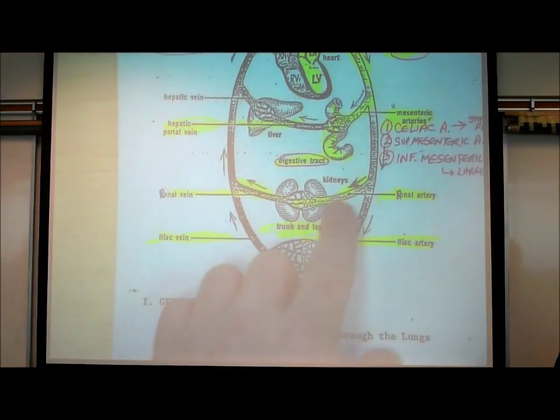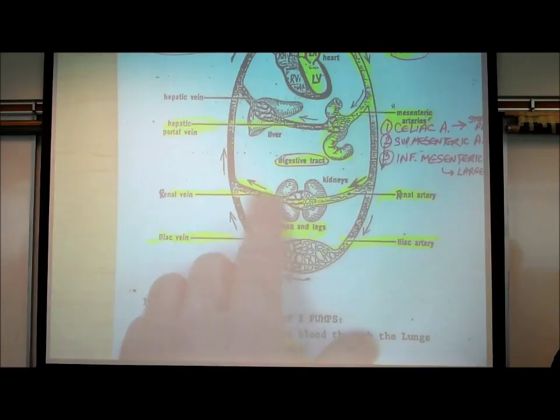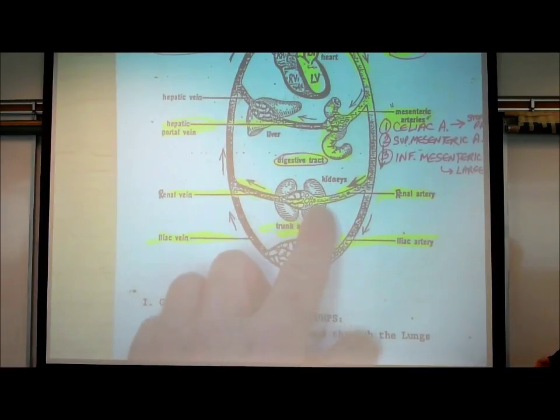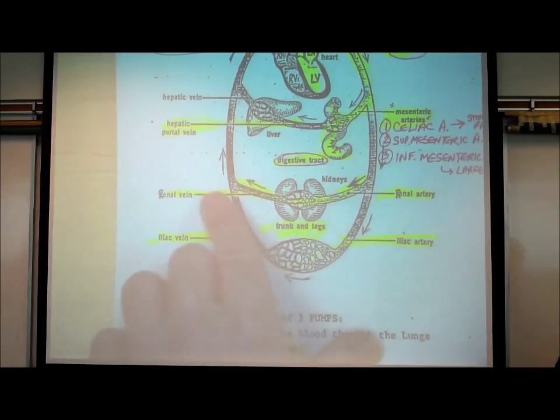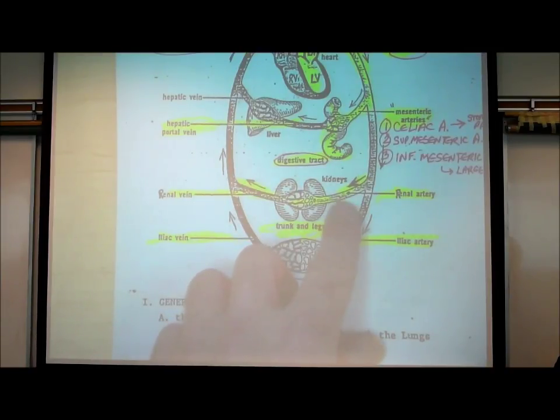Looking at the renal artery. Now, the renal artery is bringing oxygenated blood to the kidneys, and the blood leaves the kidneys through the renal vein. So clearly, if I asked you which blood vessel is higher in oxygen, the renal artery or renal vein, which is higher in oxygen? The artery is bringing oxygenated blood.